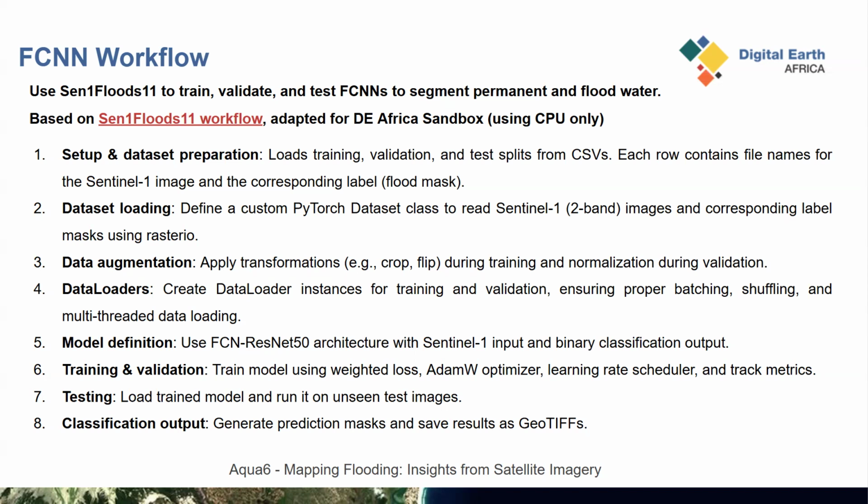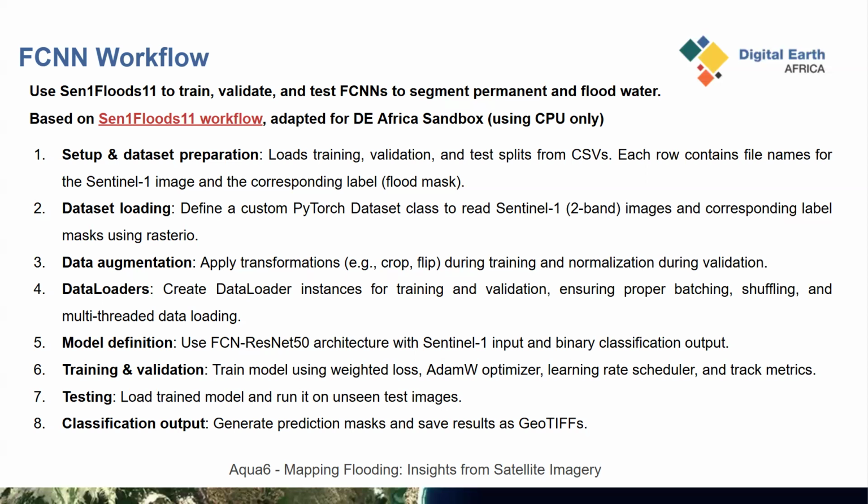So one of the advantages of FCNNs is their ability to be fine-tuned for specific flood events or regions. It makes them very adaptable to different geographic and climatic conditions without the need to rewrite the rules. I won't actually share the full notebook because that would just be slides and slides of me showing pictures of code, but rather I will take you through what the workflow includes.